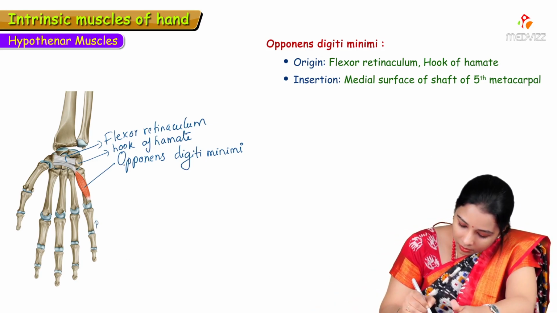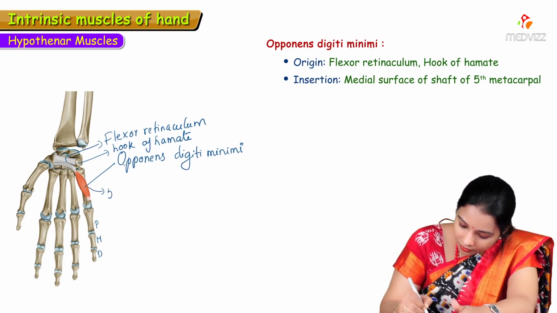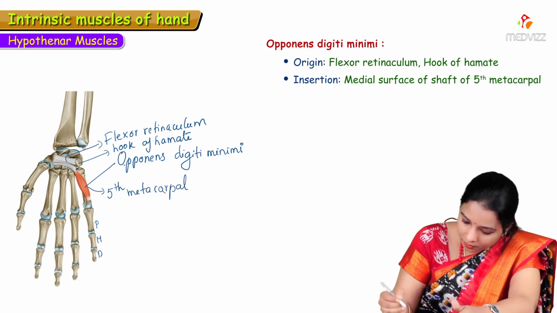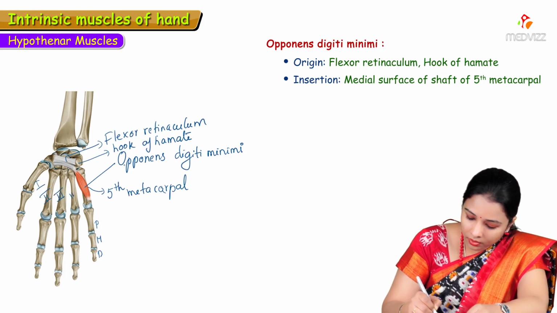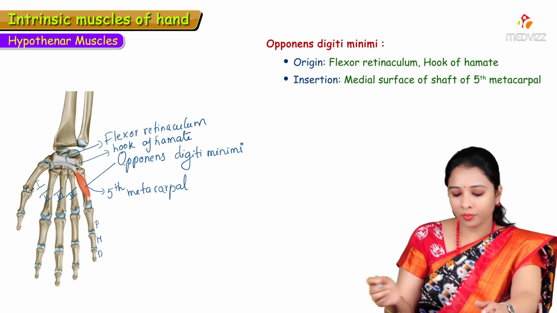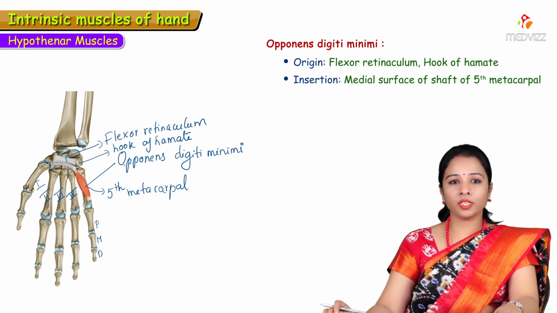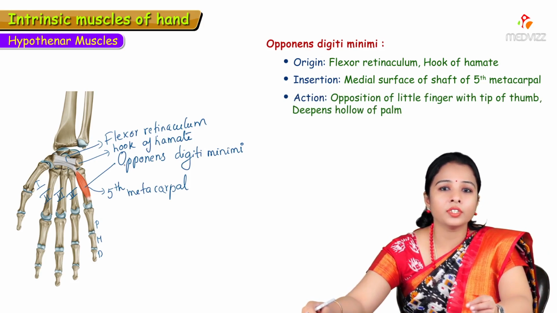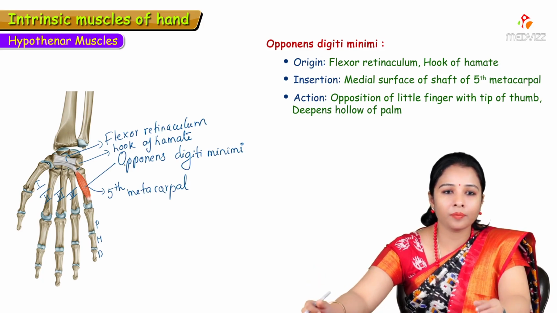So this is the proximal, middle and distal phalanx, and this is the fifth metacarpal. So first, second, third, fourth and fifth metacarpal. It gets inserted to the medial side of the fifth metacarpal, and its action is opposition of the little finger with the tip of the thumb, and it deepens the hollow of the palm.